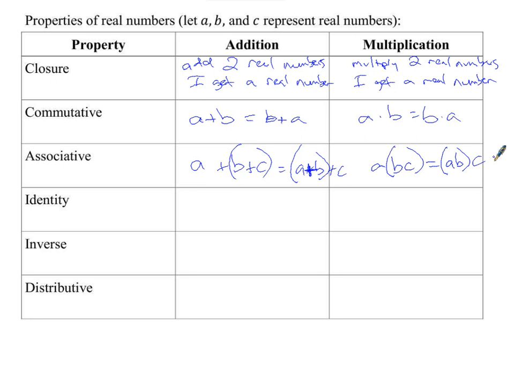Identity for addition. Identity means if I do something and I get exactly the same result back, then what I've done is an identity. So if I'm adding two things together, what would I have to add? 0. The additive identity is 0. The multiplicative identity then would be what? 1. Good. A times 1 gives me the exact same thing back.